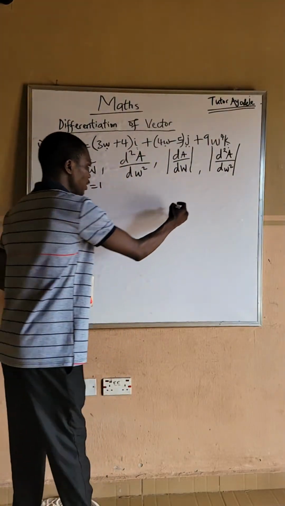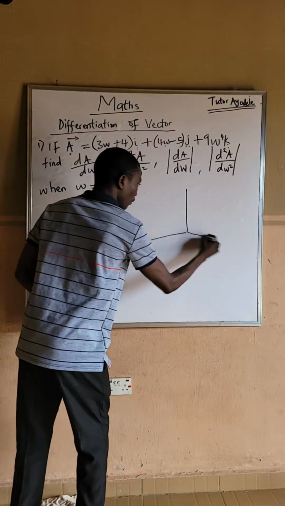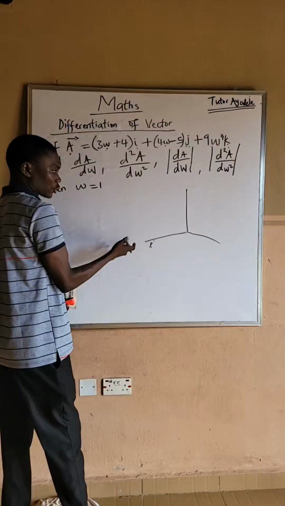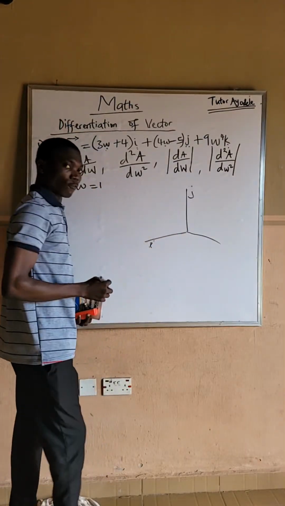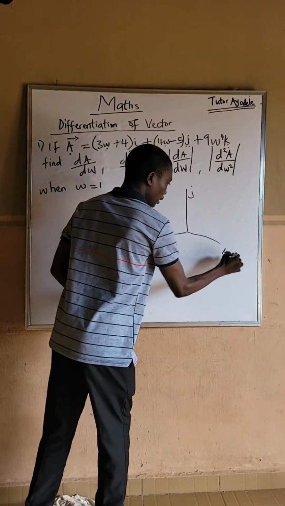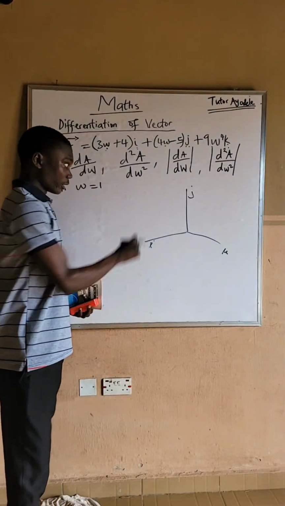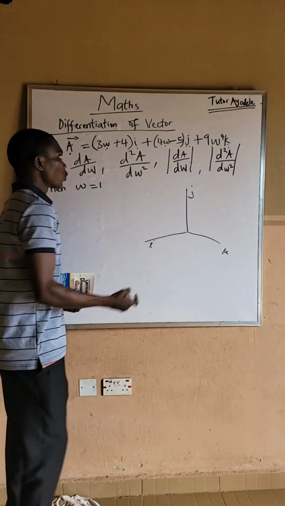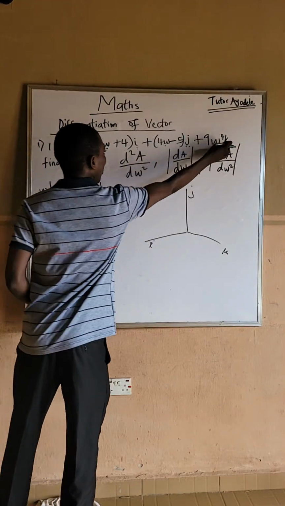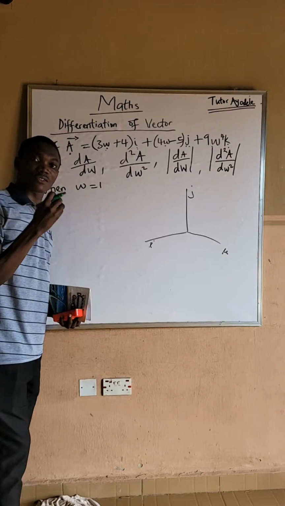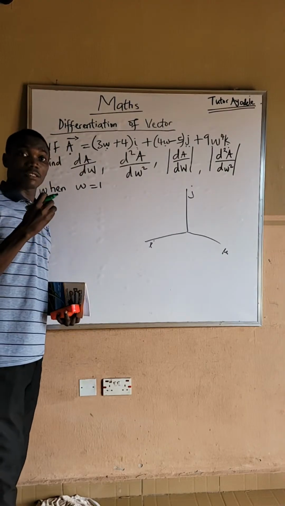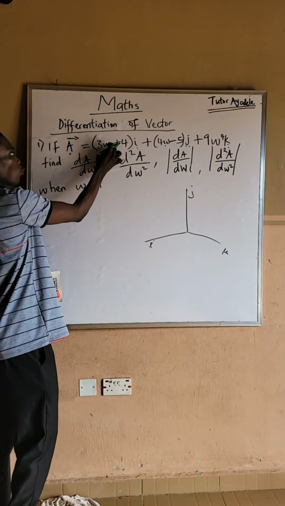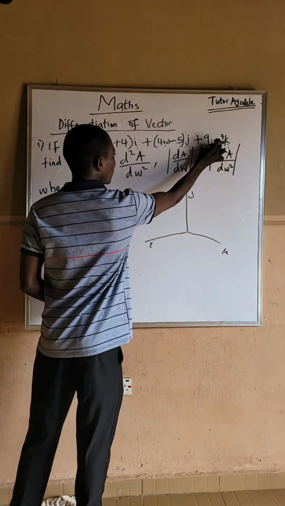If you remember in physics, you were once taught something like this. i is in the direction of the X axis, j in the direction of the Y axis, and k in the direction of the Z axis. You were taught something like this in physics, maybe in secondary school or at another level. So this i, j, k tells us the directions. Okay, but the vector is with respect to what? W. It's with respect to W.